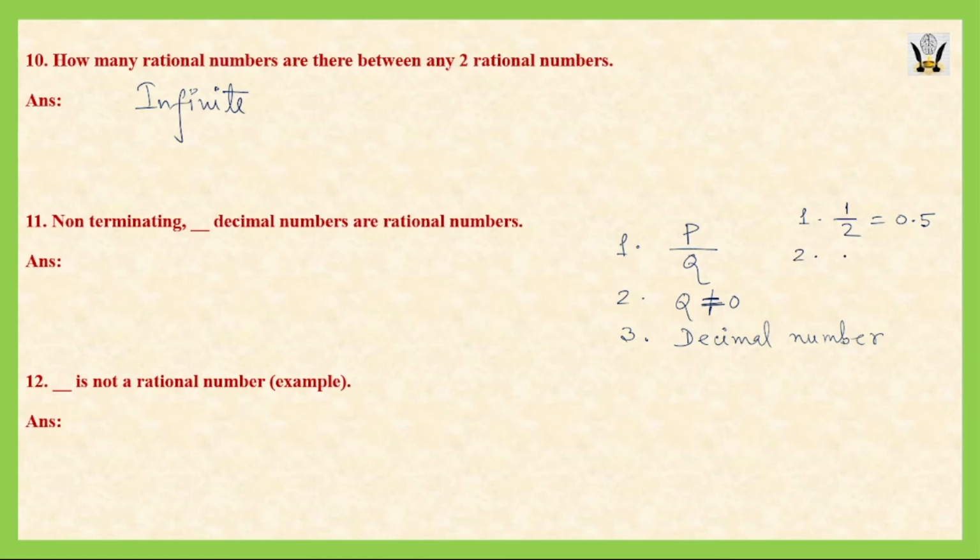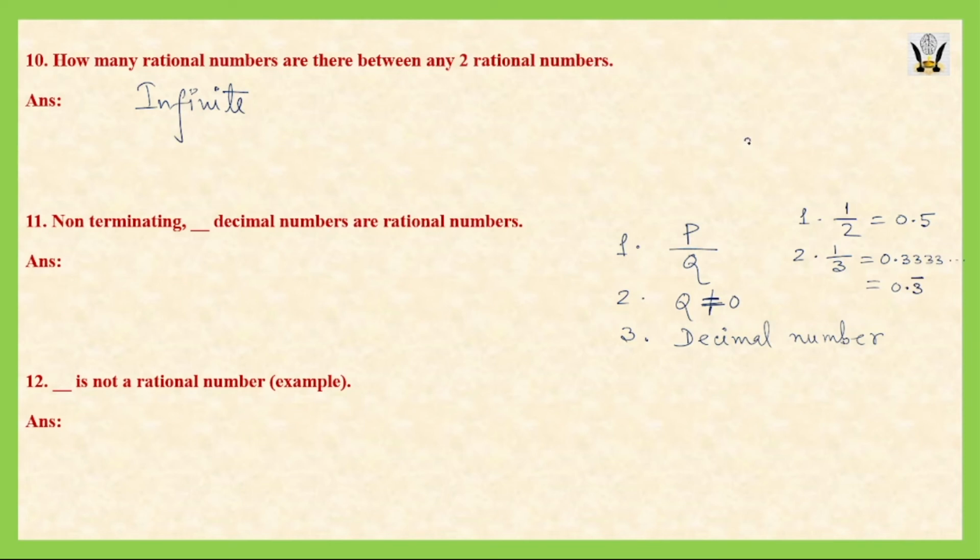Now the second example is say 1 by 3. 1 by 3 can be expressed or simplified as 0.3333 and so on. So it can be expressed as 0.3 with a bar. So it is a recurring decimal number, or we say this is a repeating decimal number, and this is non-terminating in nature, because this 3 will continue till infinity.